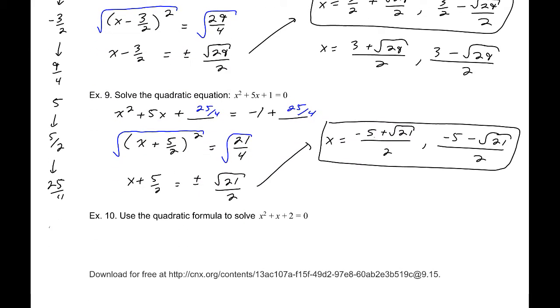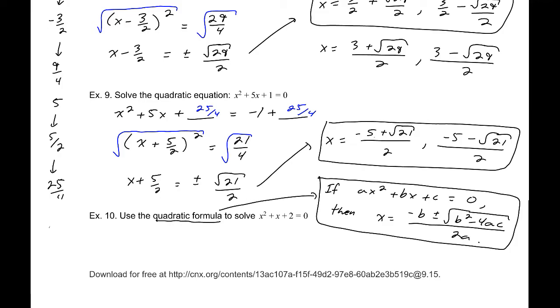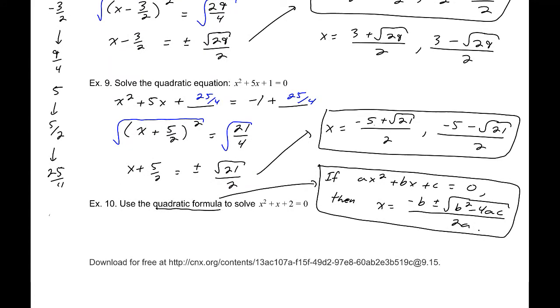All right, next we have the quadratic formula. We want to use this to solve x squared plus x plus 2 equals 0. The quadratic formula says that if ax squared plus bx plus c equals 0, then x equals negative b plus or minus the square root of b squared minus 4ac all divided by 2a. Okay, and that is the quadratic formula. So let's identify the a, b, and c values.